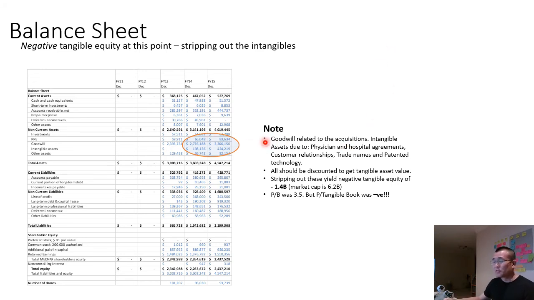So when I looked at it, it turns out that if you strip out all of the intangible asset and just look at the tangible assets, you actually get a negative tangible equity. In other words, it had way more debts than actual physical assets, to the tune of minus 1.4 billion. So there's no tangible safety net. Even though the price to book was 3.5 times, a lot of that book value was intangible, and the actual price to tangible book was actually negative.